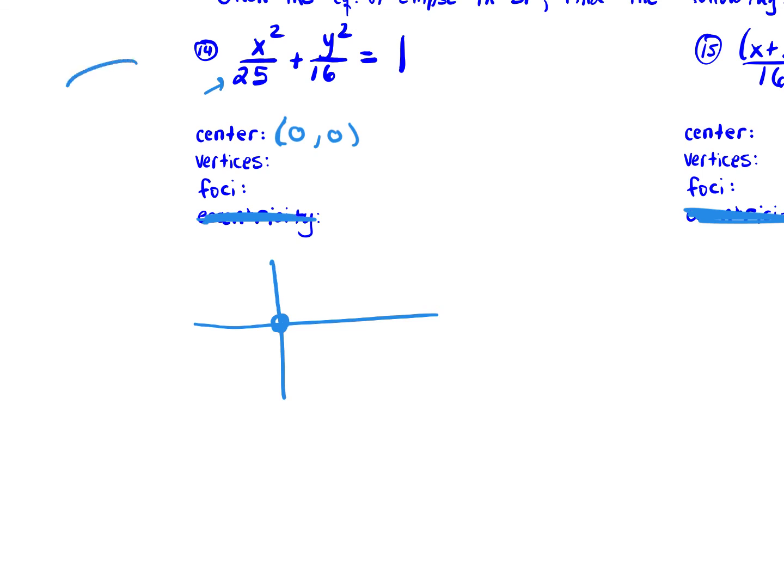Horizontal. So our bigger number A is the distance from the center to the vertex. So A squared is 25. What would A be? 5. So from our center to our vertex on the right side is 5: 1, 2, 3, 4, 5. And then same in the left direction: 1, 2, 3, 4, 5.